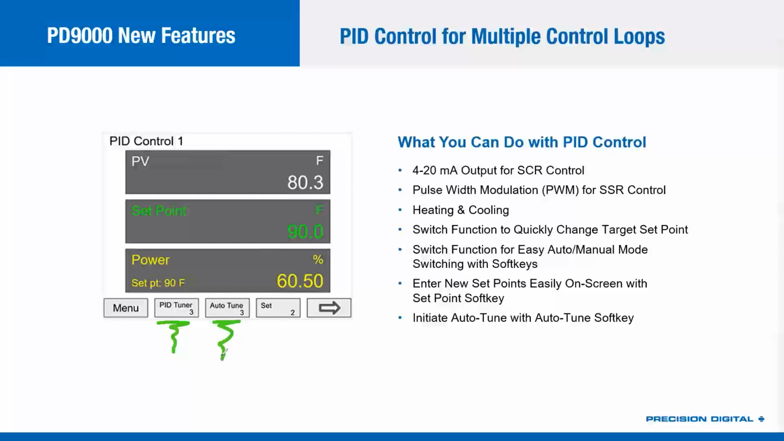We've got our auto tune button, so if I want to auto tune this process often, I can. If I just want to do it once and forget about it, I can always institute the auto tune and then replace the soft key with something else. And we've got a button we just call set, which is used to change our set point. So we just push that and plug in whatever we want our new set point to be.